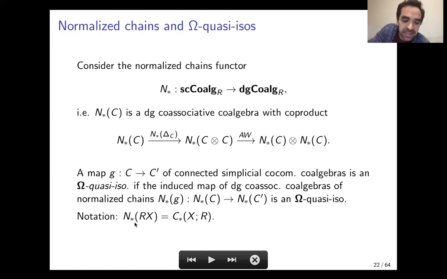And this is notation, but it's also what I said before. The normalized chains on the simplicial coalgebra of R chains will be denoted by C star X comma R because it's exactly the chains on a simplicial set with R coefficients as we know it.